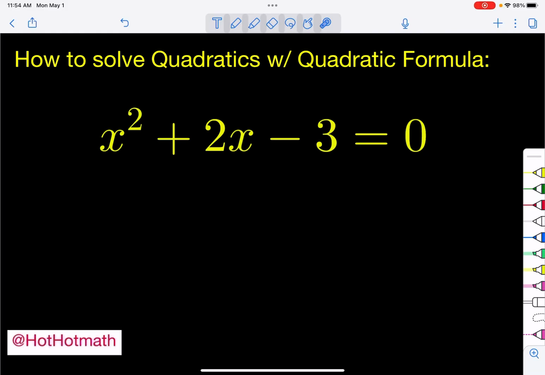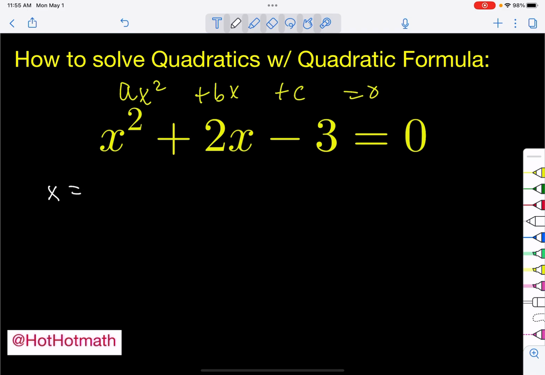In this video, we are going to explore how to solve a quadratic using the quadratic formula. Now we know this is a quadratic because its highest power is 2, and we see also an x and a number, and the general form of a quadratic is ax squared plus bx plus c equals 0, so that fits that perfectly.